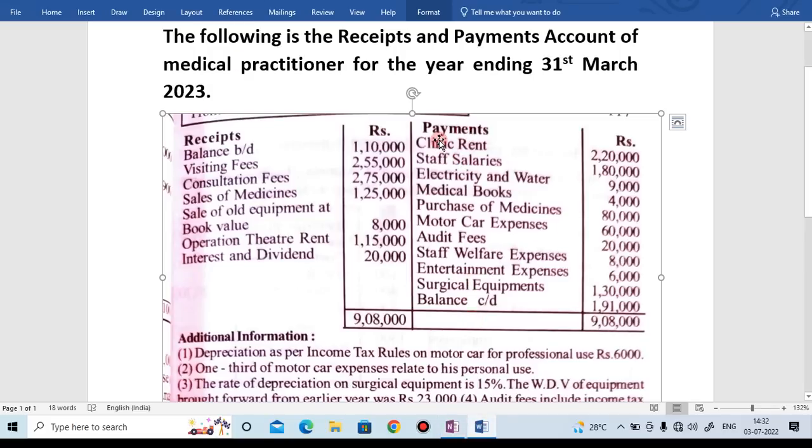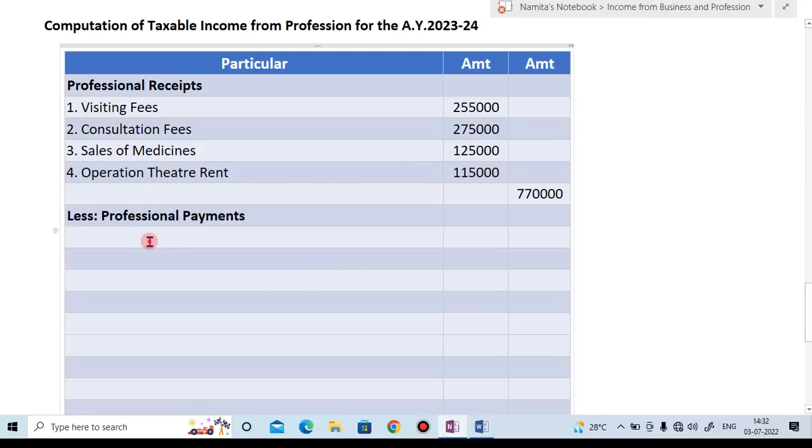So first in payment side, what is a clinic rent? Clinic rent is 2,20,000. So this is professional payment. Clinic rent means if the clinic is on rent and the payment is made in the form of rent, then it will come under the professional payment. So clinic rent 2,20,000.